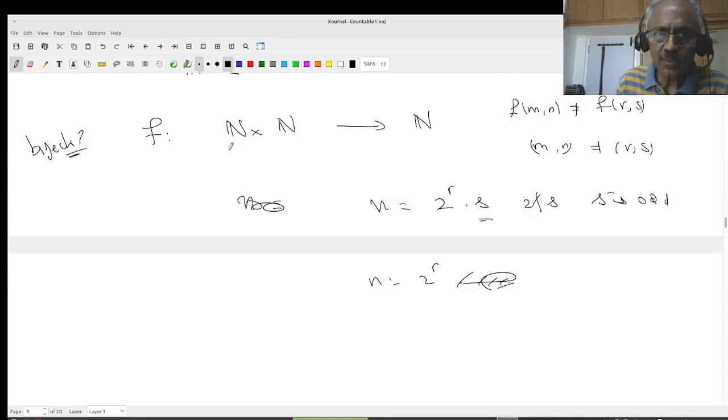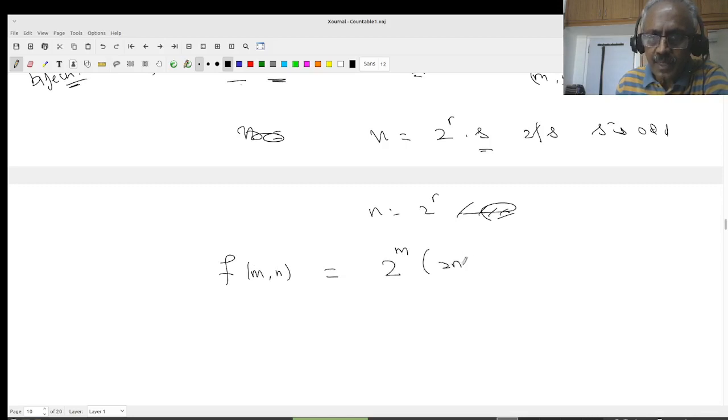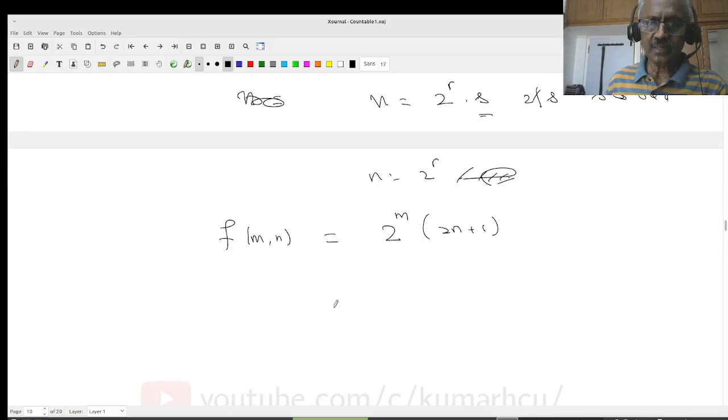This is what I want to use to set up the bijection. I may or may not be able to do it, but you will see how I plan to do it. This is the trick. So I will define f(m, n) to be equal to 2 to the power m into (2n plus 1). This is a basic idea. I can always write it.